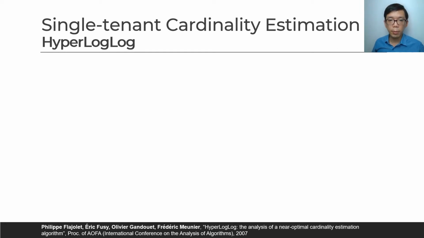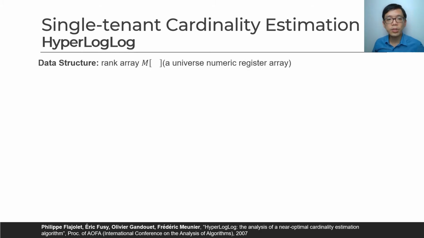Let's talk about HyperLogLog. It's a probabilistic cardinality counting algorithm, and it has been proven to be correct and scalable in practice. It's using a universal register array to store the rank value. Okay, let's talk about the steps of the algorithm. The first one is to hash all elements one by one.